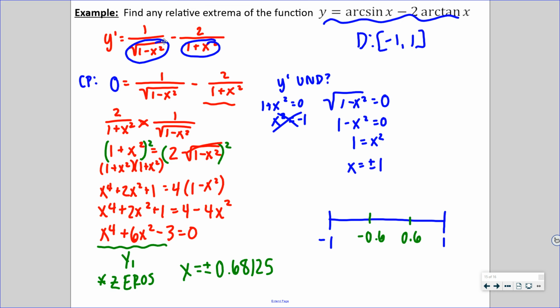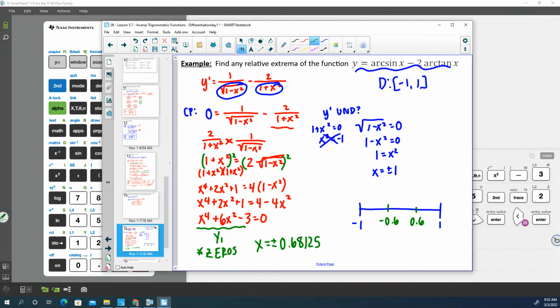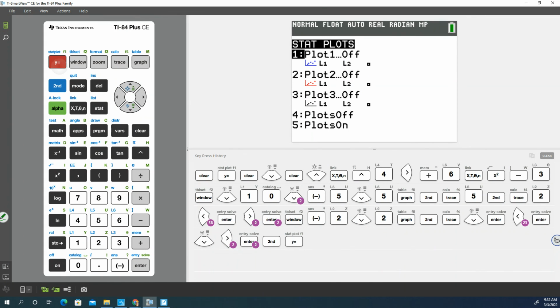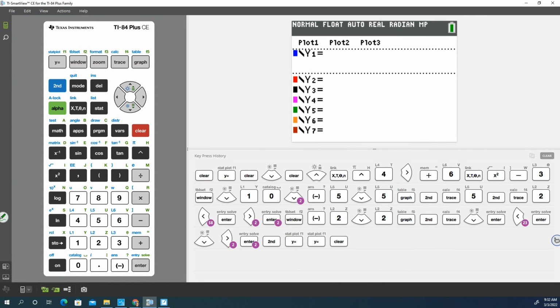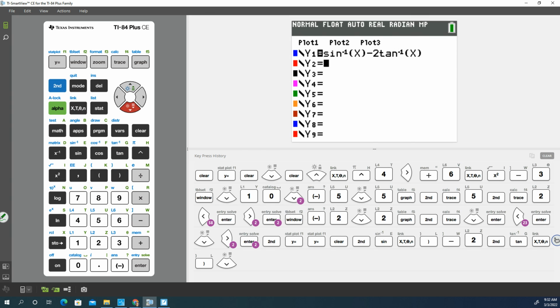Now, since this was a question that involved my calculator, obviously, I wouldn't have been able to algebraically solve that. I personally use my calculator to do the sine chart. And what I mean by that is, here's my derivative, or actually, you know what we could do? This would be probably even better. We could actually type in our function. So inverse sine of x minus 2 inverse tangent of x. We could make our y2, our red one, graph the derivative instead of having to type in what we got for the derivative. And what if we were wrong?